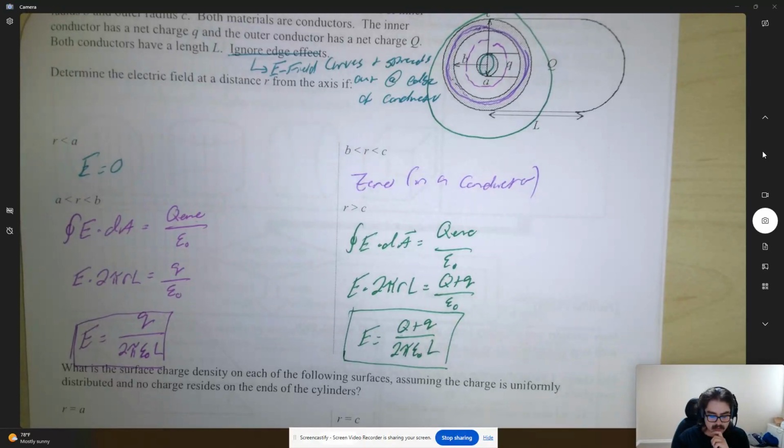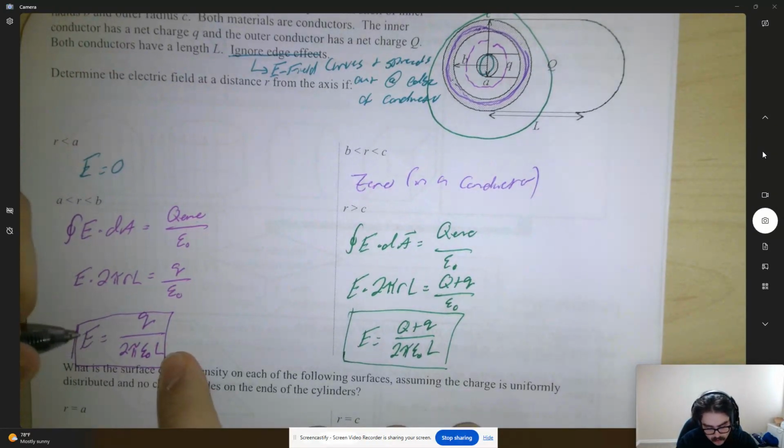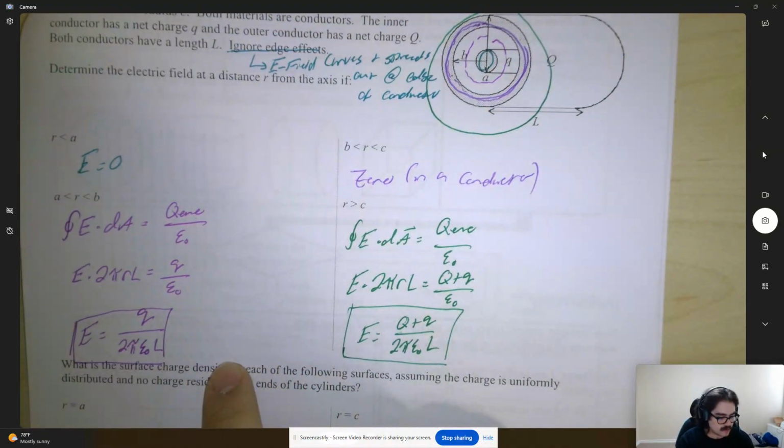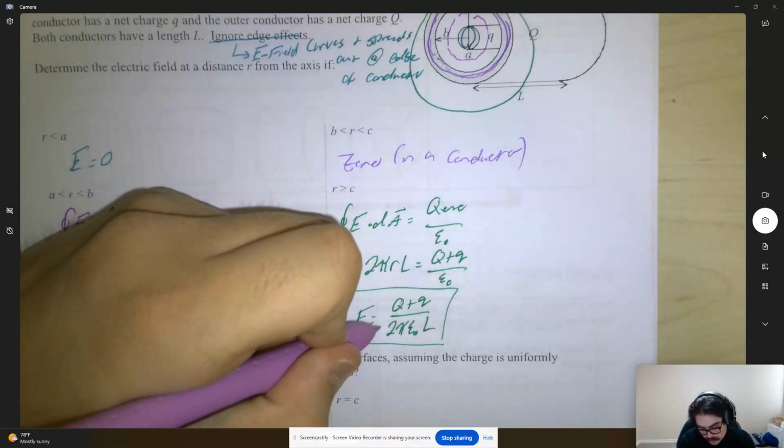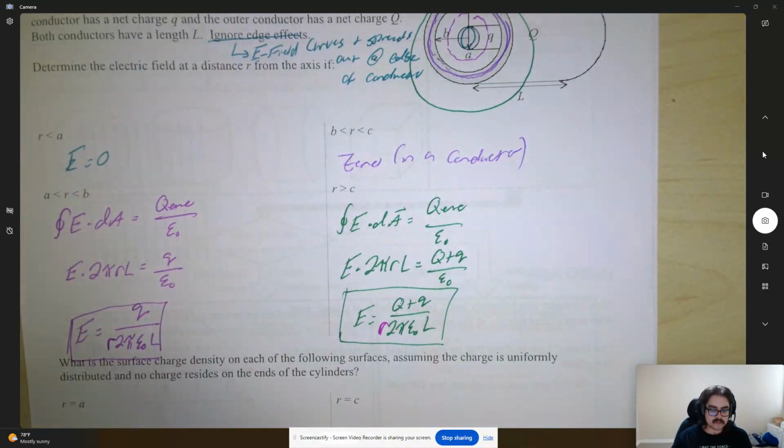Oh, and I completely forgot, there should be R's in the bottoms of both of these. I don't know why I missed that. So I guess I can put R in the front here. Yeah, there should be R's on the bottoms of both of those.